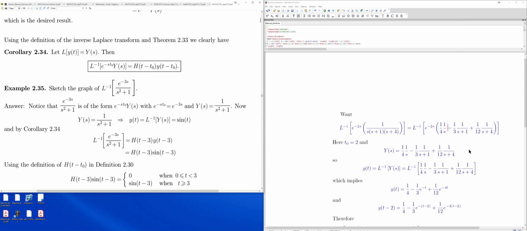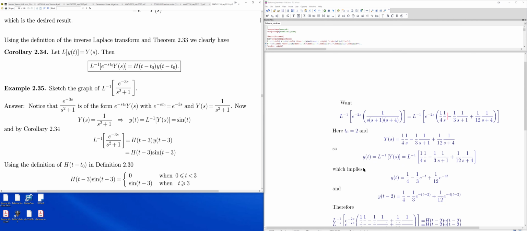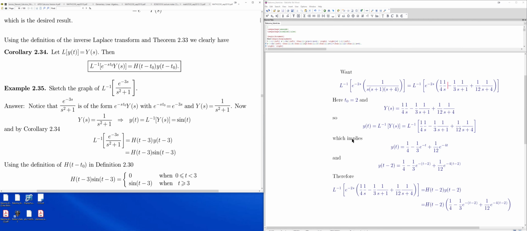So this is the big Y of s, and I need the small y, and the small y is the inverse Laplace transform of this. And we actually did that already, the inverse Laplace transform of the big Y of s. This is going to be a quarter minus 1/3 e to the minus t plus a half e to the minus 4t. Okay, so this is the small y that's in this formula over here. And now what I want to get is the Laplace inverse of the e to the minus 2s with these three fractions over here.